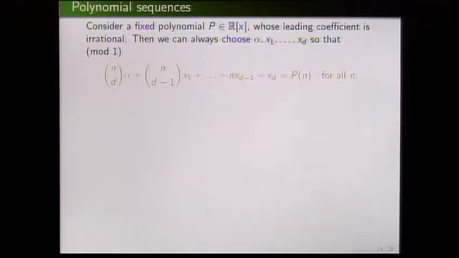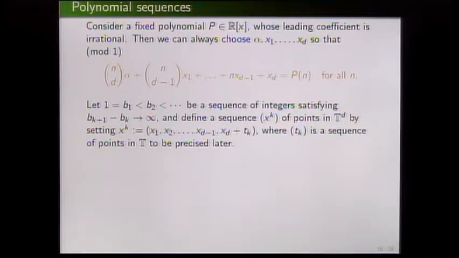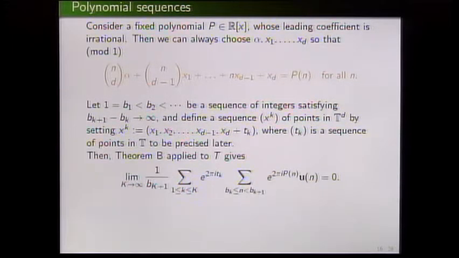Okay, so we look at this transformation, and we are going to deal not with this expression, but with this. We are going to change points, looking at the last coordinate and taking a character depending on this last coordinate. Then the last coordinate you can compute, it's just a polynomial expression in n. In fact, that's what Furstenberg's proof is, that each polynomial, so you see, if you start with a polynomial, let's say with leading irrational coefficient, so that you can choose alpha, x1, ..., xd so that you have, mod 1, this equality.